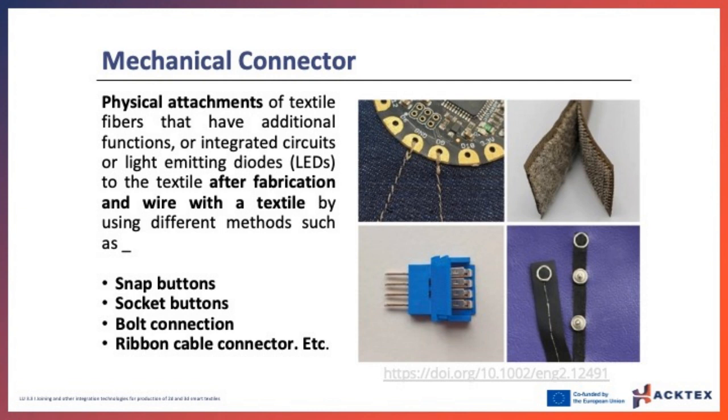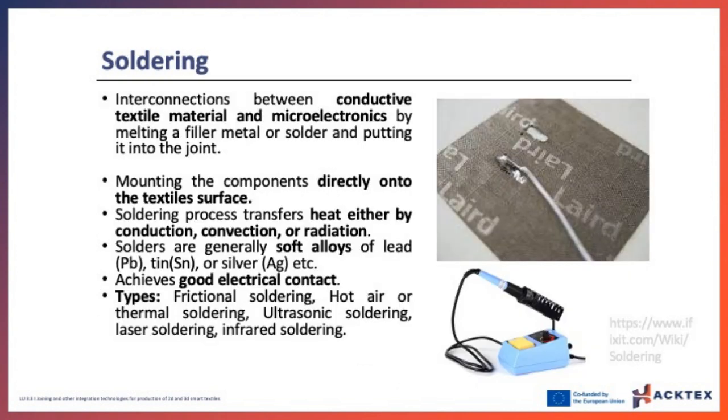Bolt connections involve the use of bolts or screws that pass through components and textile substrates, securing them together through threading. A ribbon cable connector consists of multiple parallel conductive wires or traces arranged side by side in a flat, ribbon-like form.